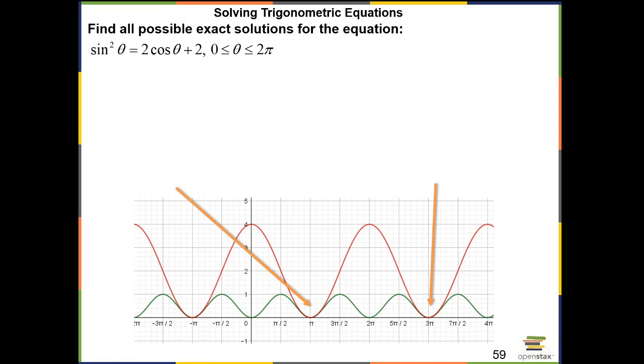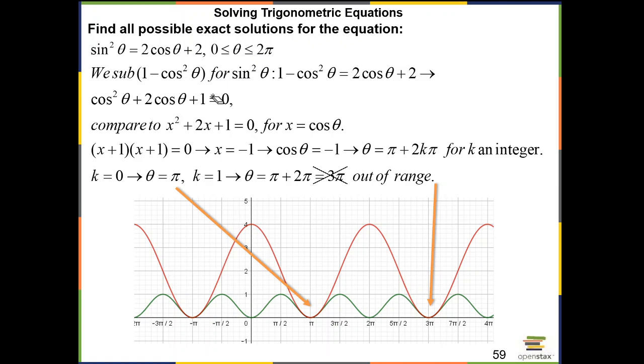Now here's another one. In this case, we have two different functions. We have sine and cosine involved. So we have to do some trigonometric acrobatics to be able to work with only one function, not two different ones. Now to do that, we try to make this look like this or make this look like that. Which one is easier? It is easier to make that one look like this because we can write it as 1 minus cosine squared. So we do that. So instead of sine squared, we write 1 minus cosine squared.